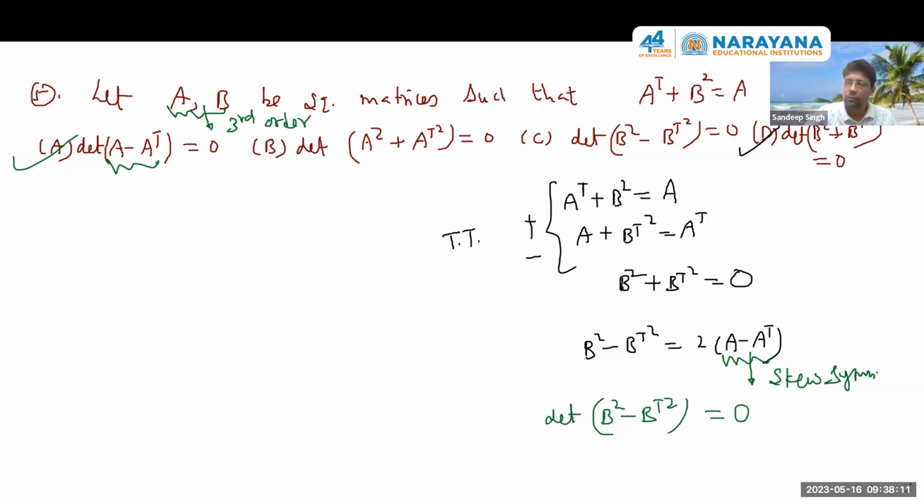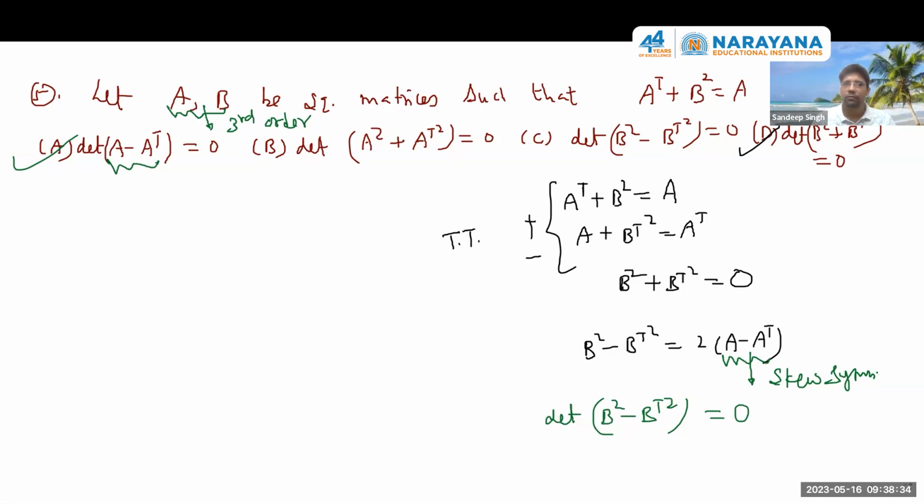Is B true? No, not necessarily. Unless you provide me a counter example, we are not sure whether to include this option or exclude this option. So you have to provide me one counter example where this determinant could be 0 or could not be 0.